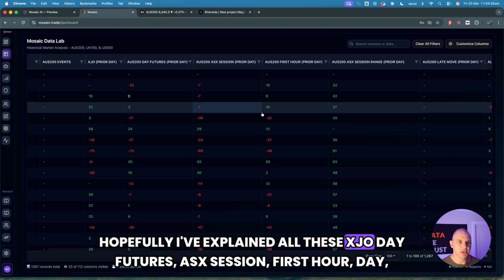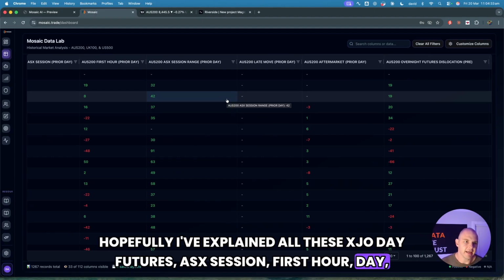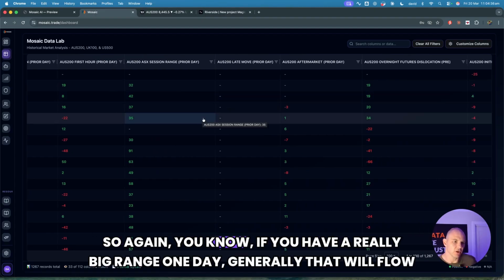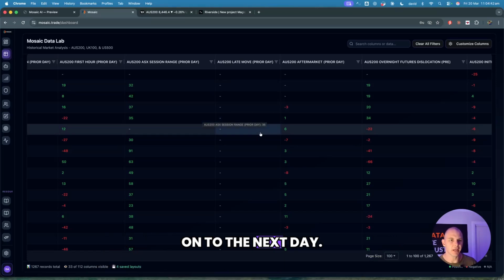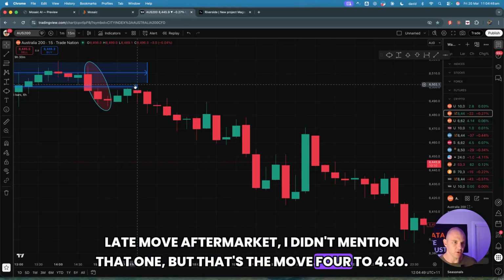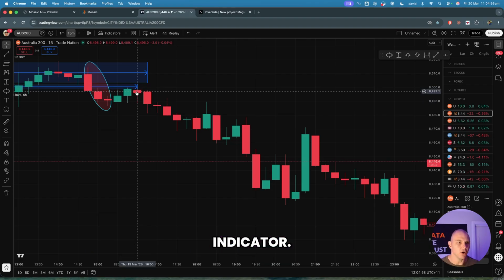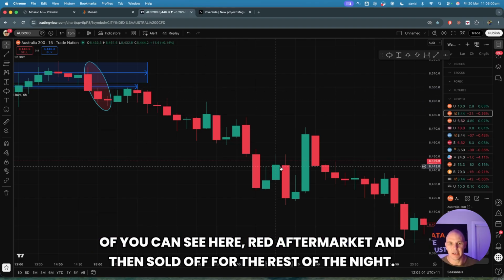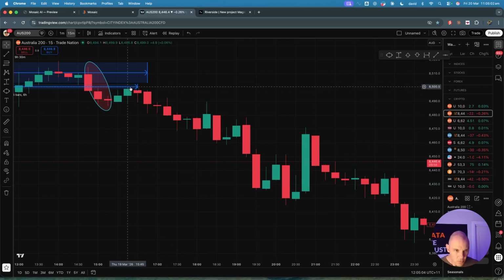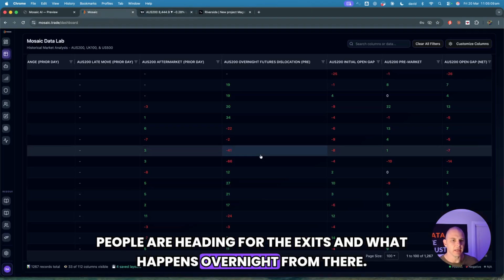So hopefully I've explained all these: XJO day futures, ASX session, first hour day, session range prior day. So again, if you have a really big range one day, generally that will flow on to the next day. Late move aftermarket, I didn't mention that one, but that's the move 4 to 4:30. So as participants really want to square up their books, that's also a big kind of indicator of, you can see here, red aftermarket and then sold off for the rest of the night. Some really interesting patterns around there. People are heading for the exits and what happens overnight from there.